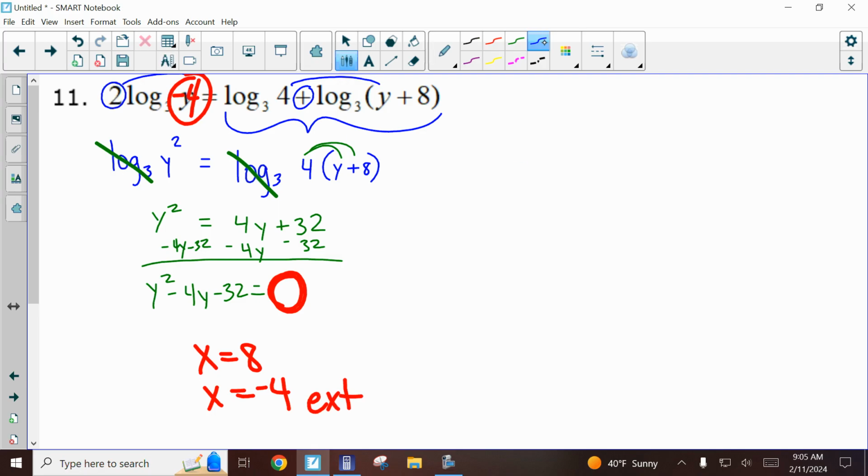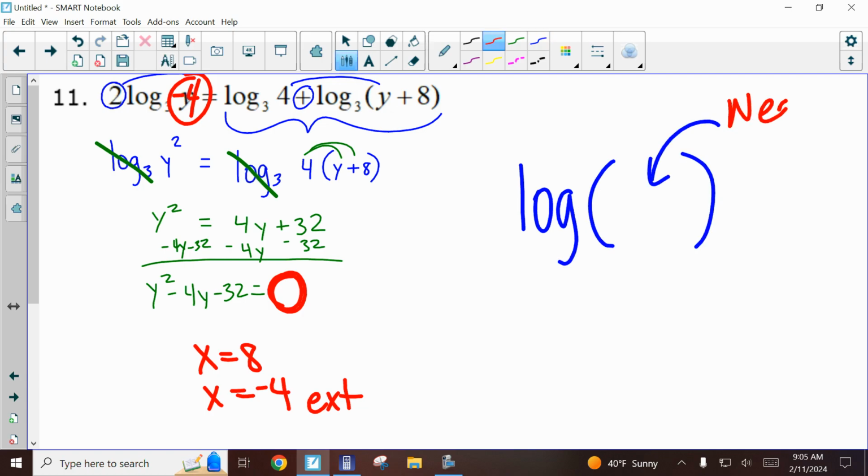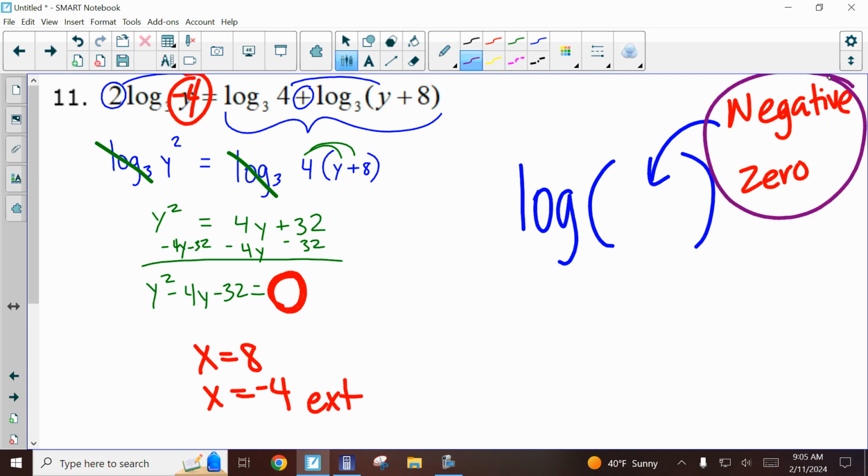So I'm going to put this up. Anytime you have a log or an ln, the stuff in here can't be negative. Negative, I'll write the whole word out. Can't be 0. So if you see any of that stuff, that right there is not allowed inside of those logs because it gives you an error in the calculator.